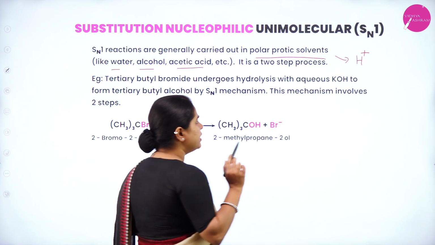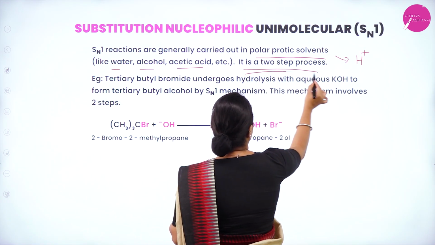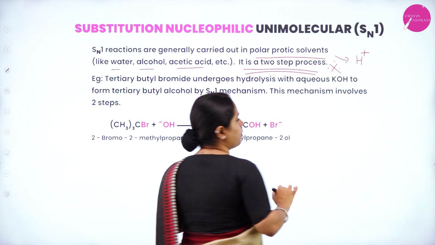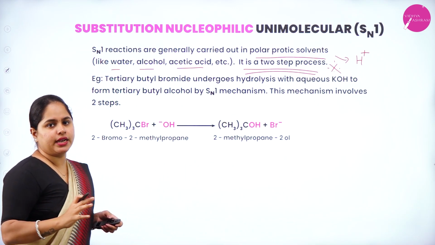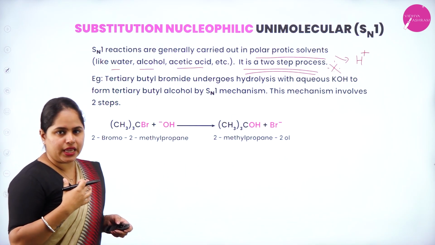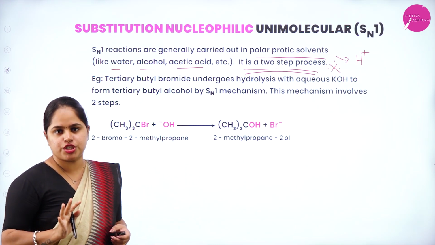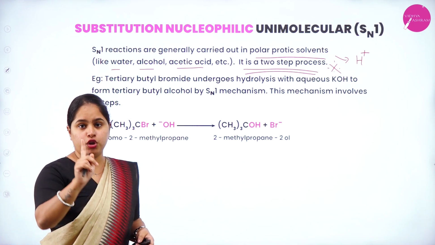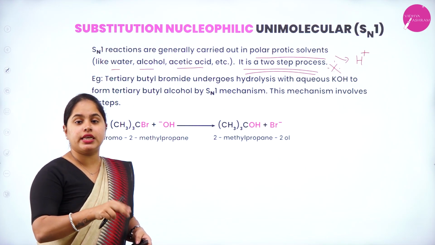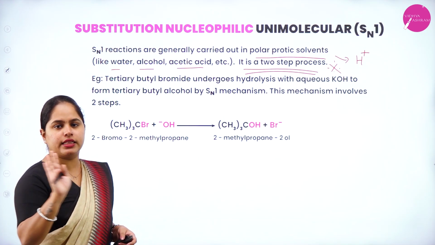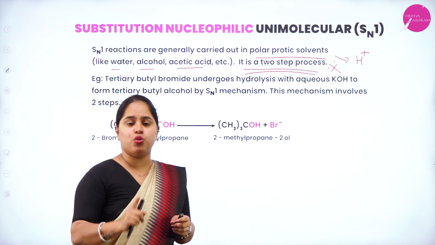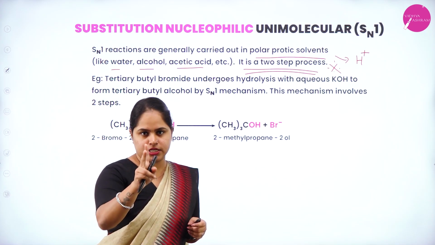Another important point to remember is it is a two-step process. This SN1 mechanism takes place in 2 steps. In detail we are going to study that. That 1 stands for unimolecular, but the reaction takes place in 2 steps. Like this you have to remember that 1 stands for unimolecular, and the reaction will take place in 2 steps.